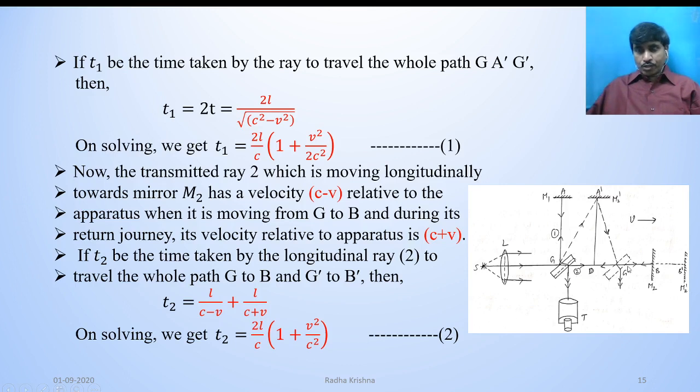B dash to G dash. During the motion from G to B, the velocity is C minus V. During the motion from B dash to G dash, the velocity is C plus V. Then the total time taken T2 is equal to L by C minus V plus L by C plus V. On solving, we get T2 is equal to 2L by C into 1 plus V square by C square.